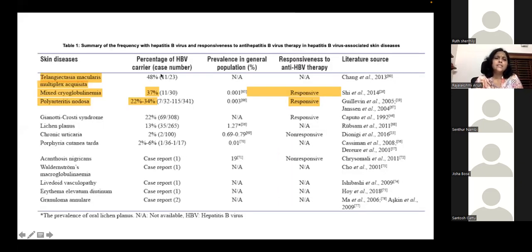If you look, there are several other extrahepatic manifestations of hepatitis B. The commonest are telangiectasia, mixed cryoglobulinemia, and polyarteritis nodosa, which happens in up to 35% as per this literature, and most of them are responsive to hepatitis B treatment.